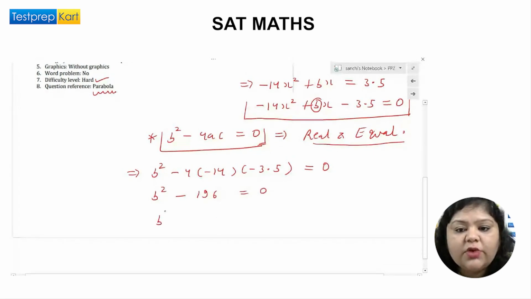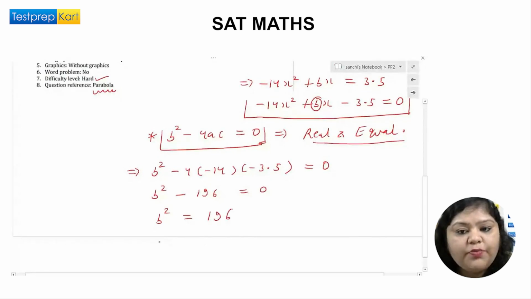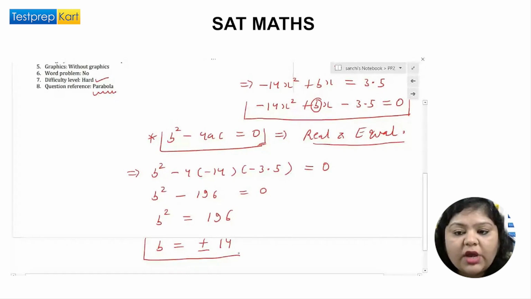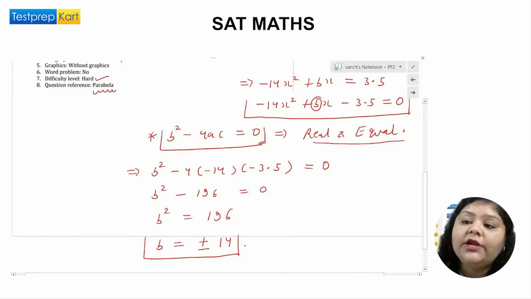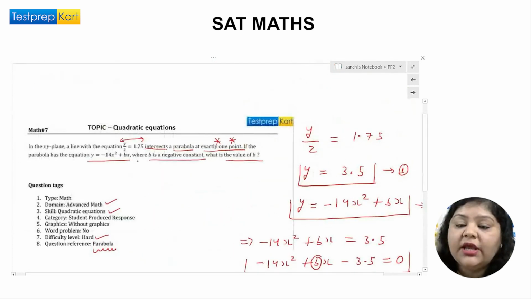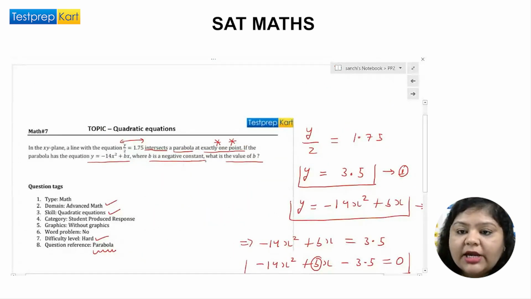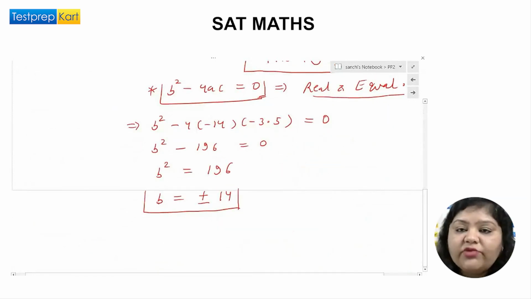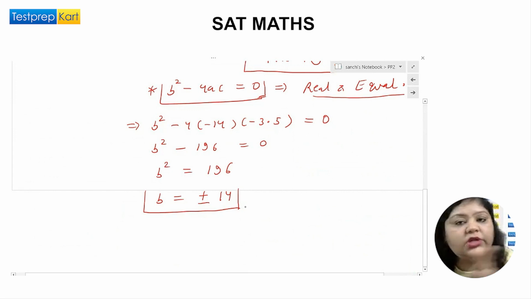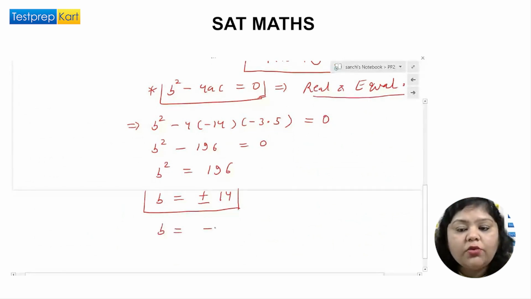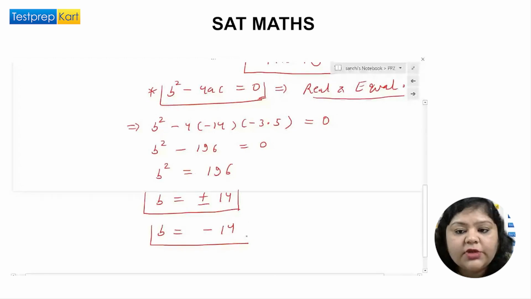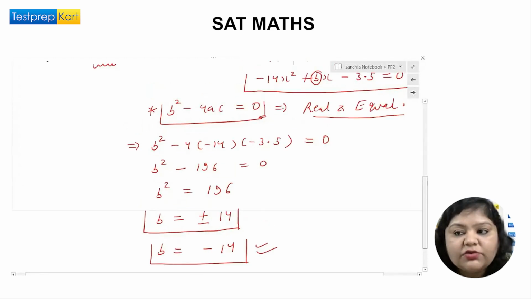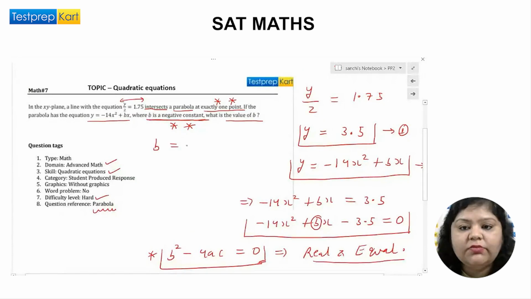Okay. So b square equals what? Plus 196. So the b value comes out as what? Plus minus 14. Isn't it? Because 14 square is what? 196. Now let me go back to the question, what the question was saying. The question was saying b is a negative constant. So again, I'm going to put some stars here. The question has already mentioned the value of b should be negative. So of course, after taking the square root, there come two answers, plus 14 and minus 14. But you can only and only take the minus 14 because it has to be a negative constant. And that's the value of your b. So the b value is minus 14.